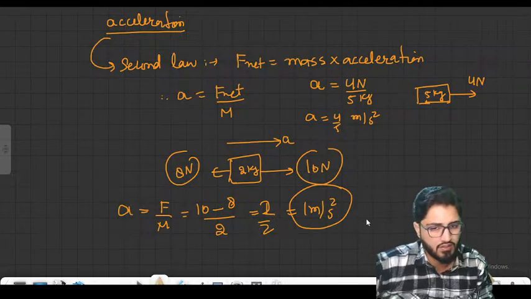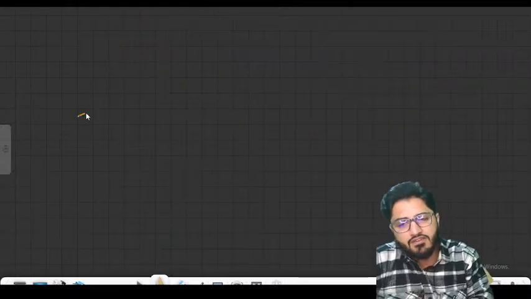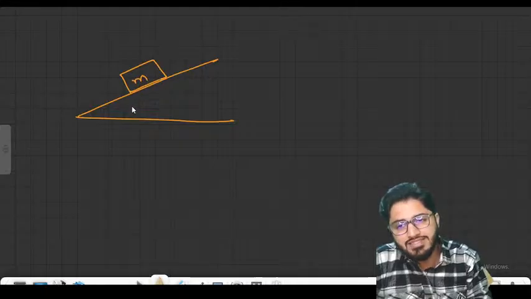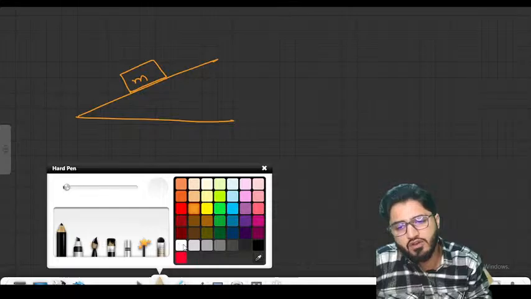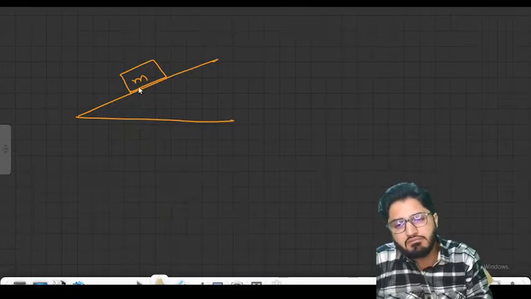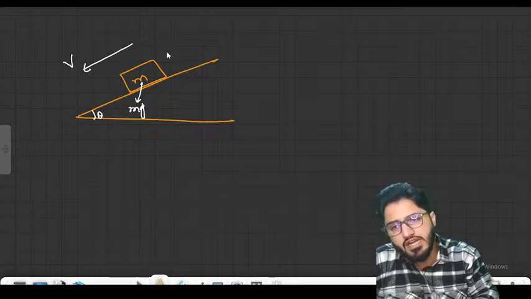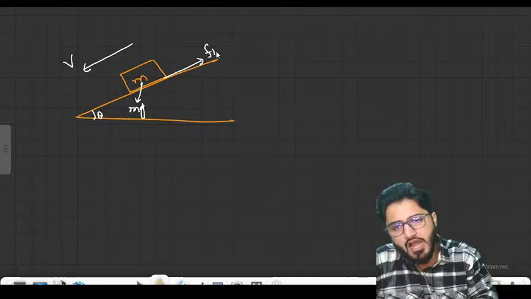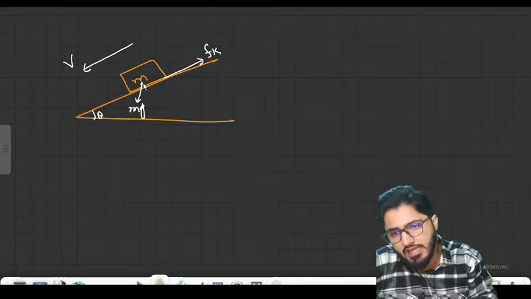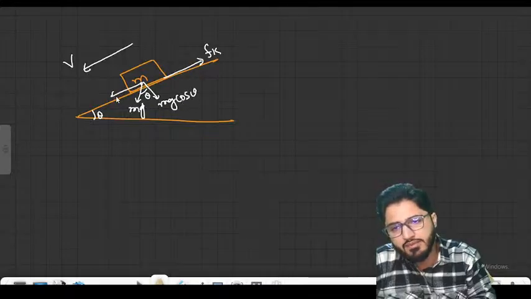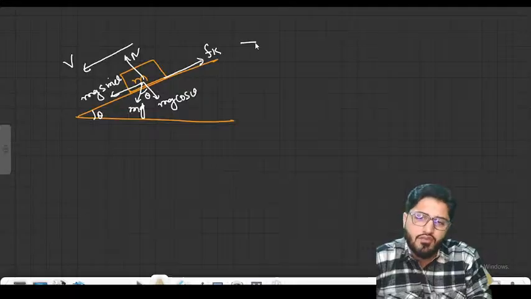Now in the same way, if we are having an inclined body with mass m, first of all we need to be very good at writing the forces. One force will be mg downwards. If it is moving downwards, that means the frictional force should act upwards. Now mg is here, this is theta, so this component is mg cos theta, and this is mg sin theta. There is also a normal reaction force.